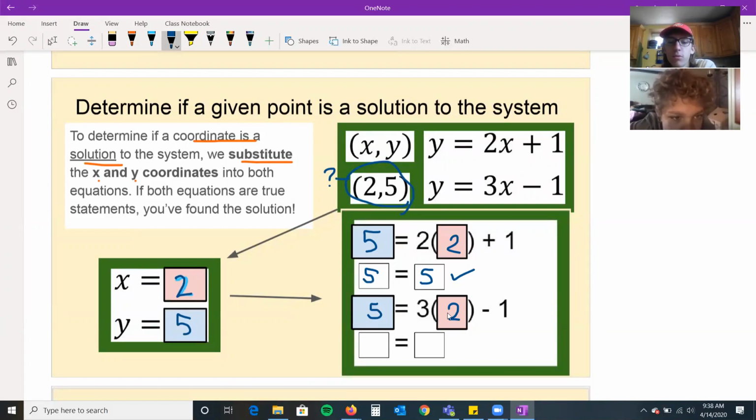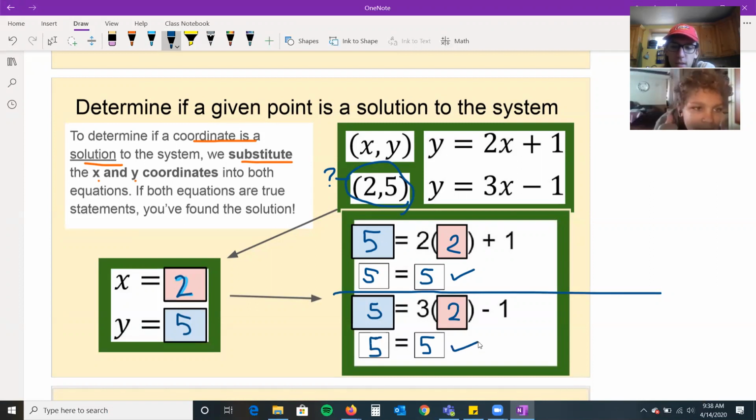That makes sense. 3 times 2. Now this is the other equation. 3 times 2 is 6. Good. Minus 1 is going to be what? 5, right? So we again have 5 equals 5. Again, that's a true statement. Same numbers as the last one, ironically enough. So this is now true, true. So this means this is the solution. So I can erase my little question mark here and say, yes, it is the solution. Da-da-da.